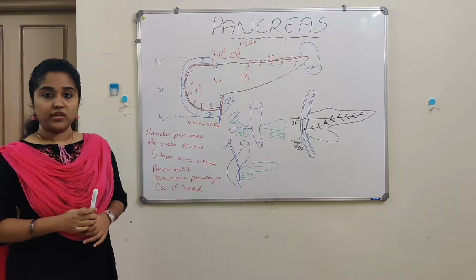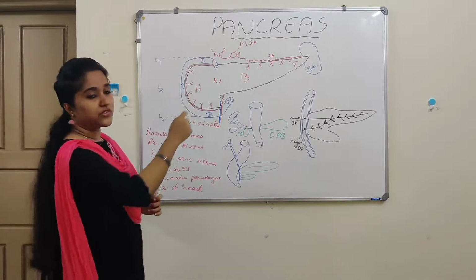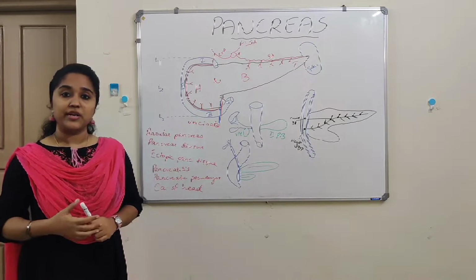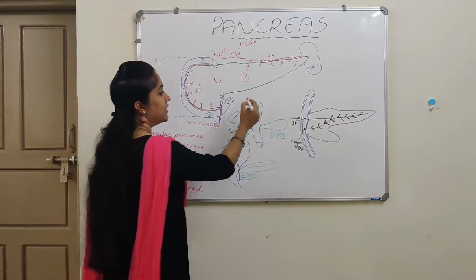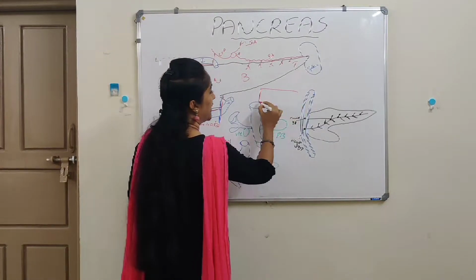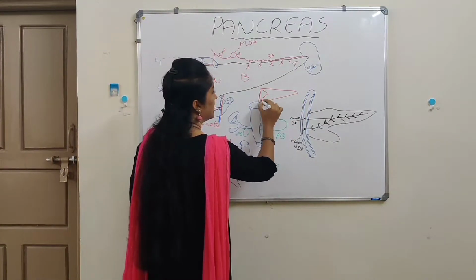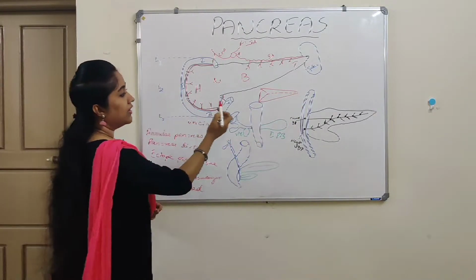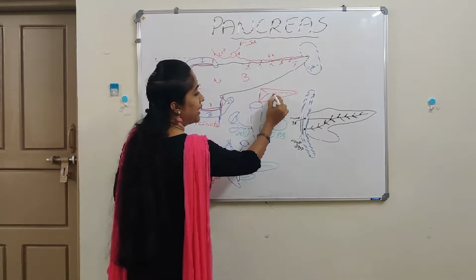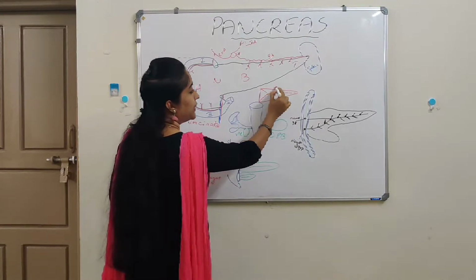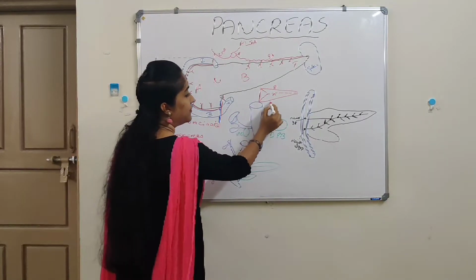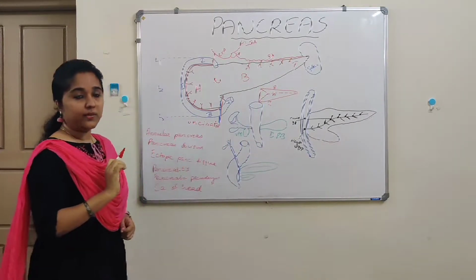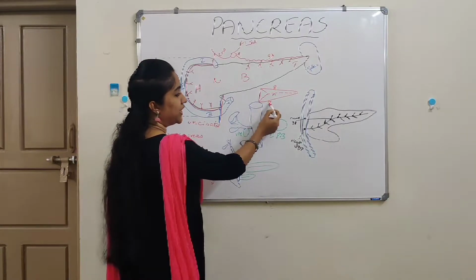Next is the body. You can see it is kind of triangular, but more than triangular, you can say it is prismoid in shape. So a prismoid is somewhat like this. So you have an anterior margin here, a superior margin here and an inferior margin here. So this is the prismoid shape of the body: anterior margin, superior margin, inferior margin.